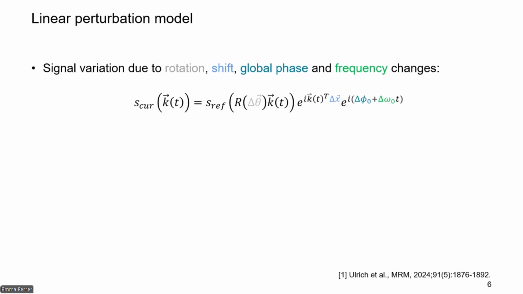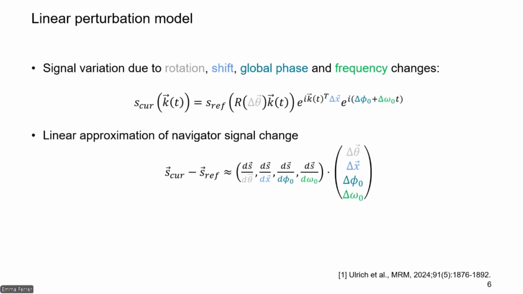So rotations in image space are rotations in K-space. So we have a rotation operator on the trajectory. The shifts in image space are, by the Fourier shift theorem, K-space ramps. That's what we see here, phase ramp. And global phase and frequency changes are just multiplications of phases in K-space as well. So there we have our model.